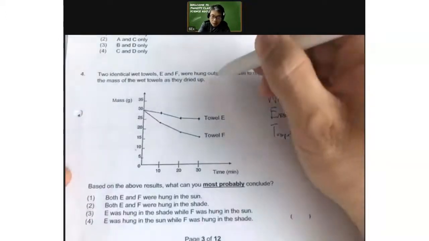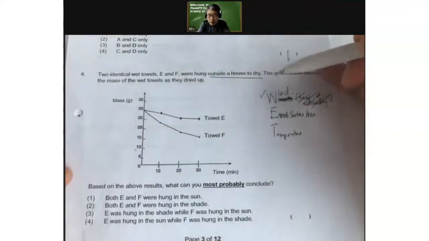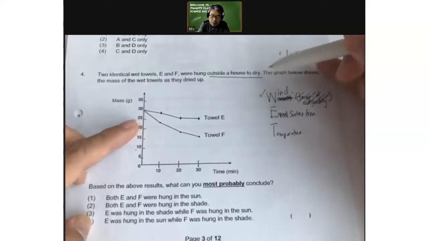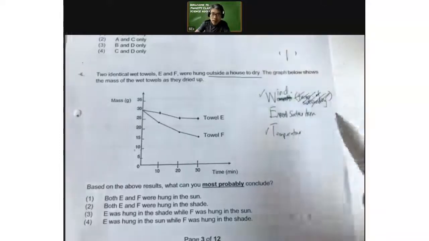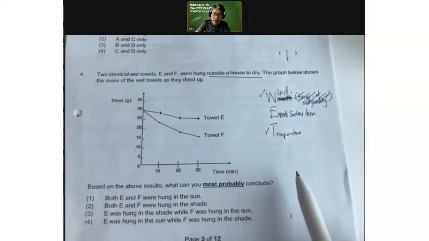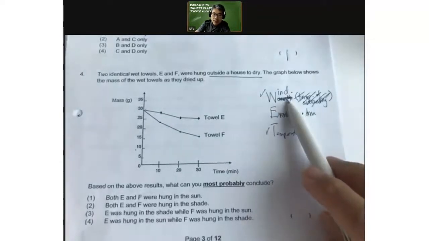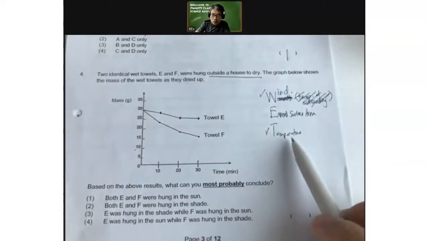Now they were hung outside a house to dry. That tells you there should be wind, and both will receive the same amount of wind. If they were outside the house to dry and it's under the sun, both will be in the environment where the temperature is the same, whether it's warm or not. So what could be different if the wind condition is the same because they were all outside the house? If the temperature is the same, what could be different?